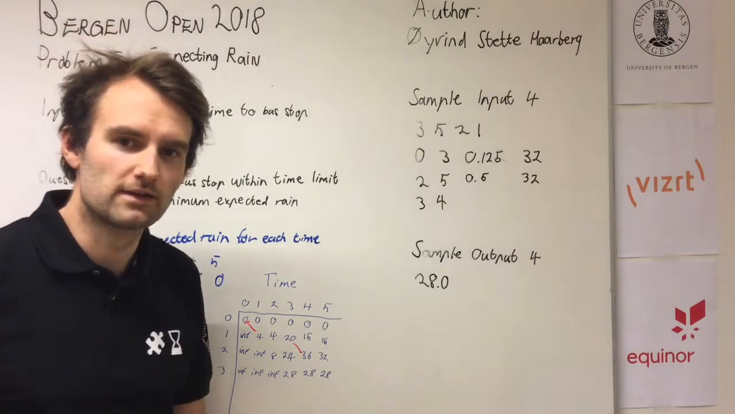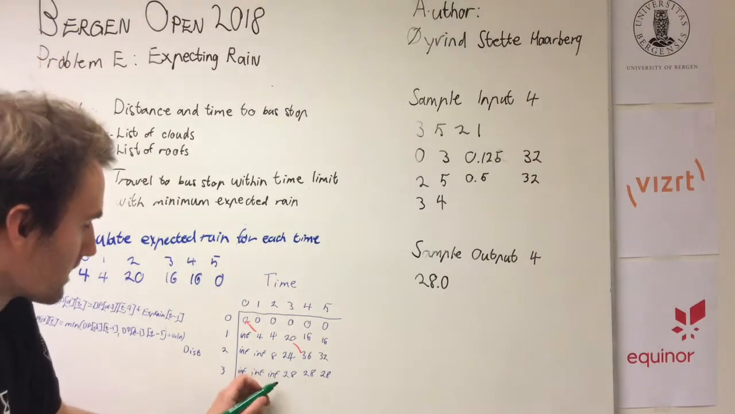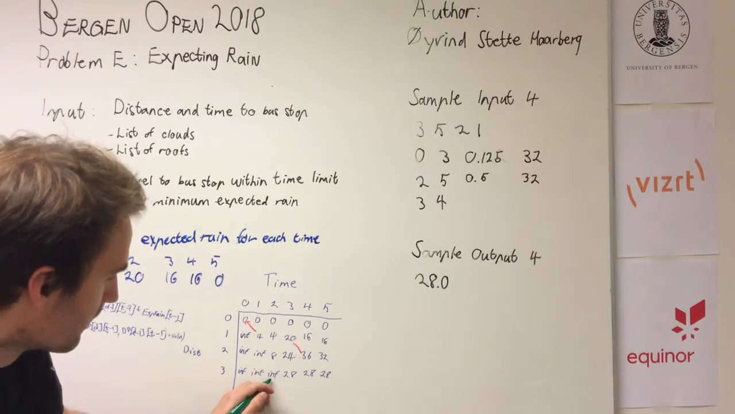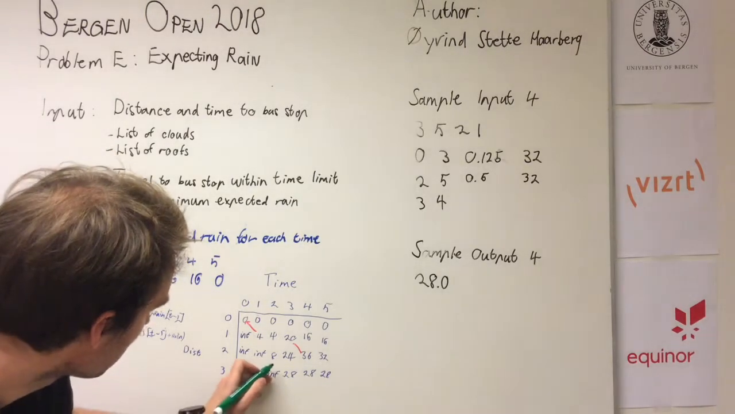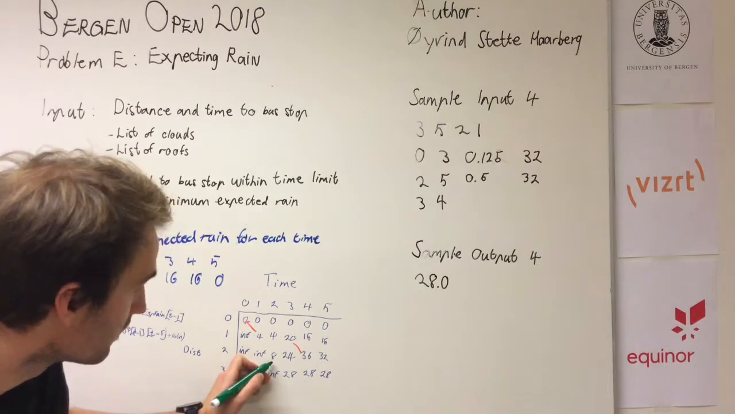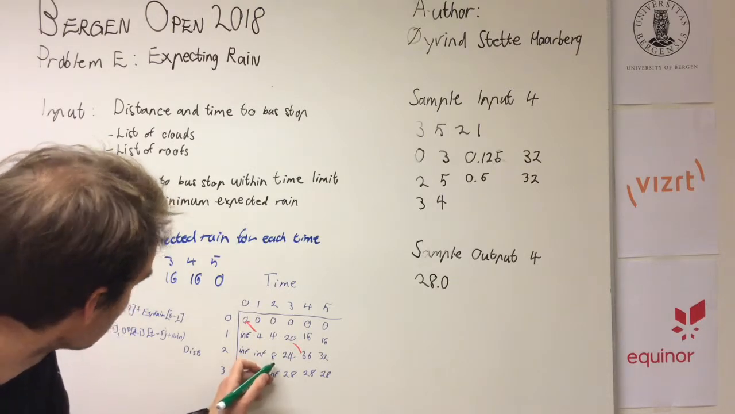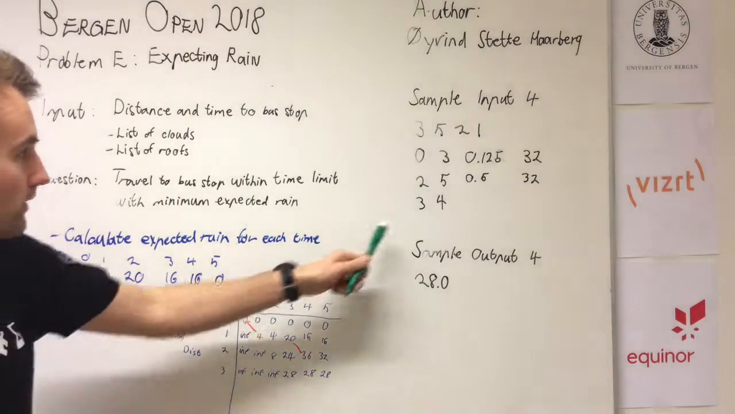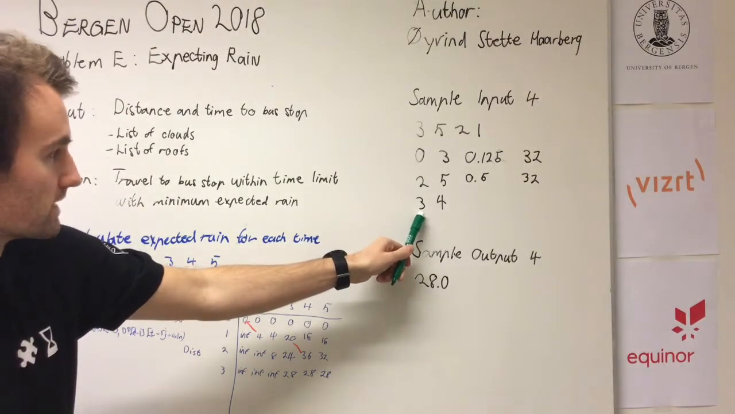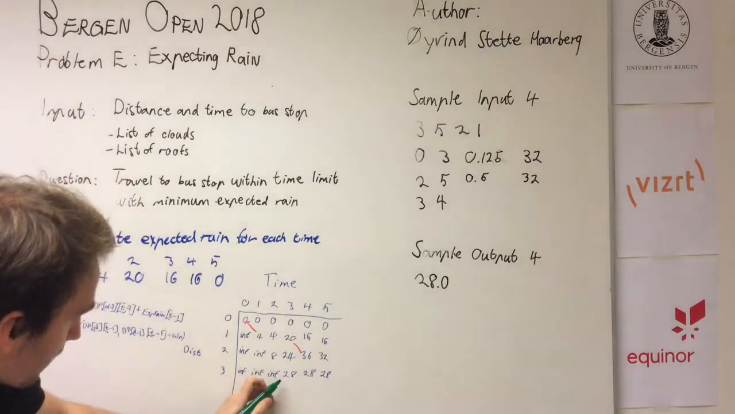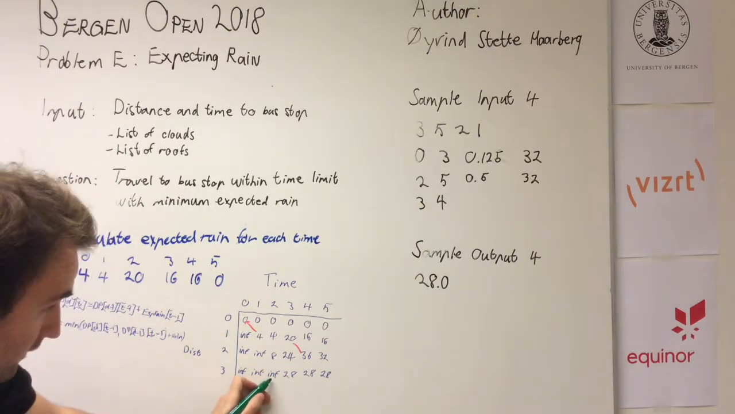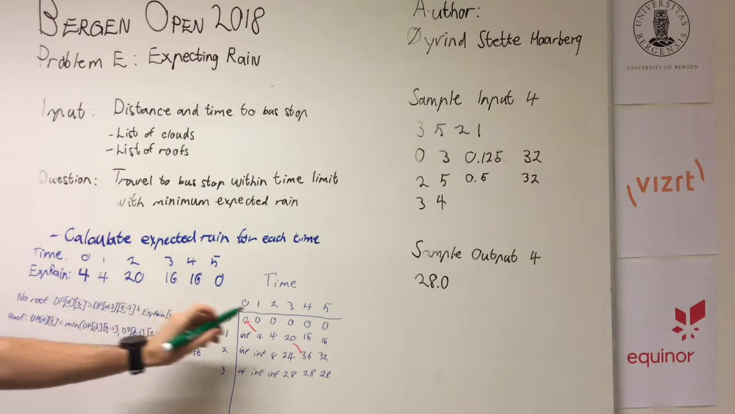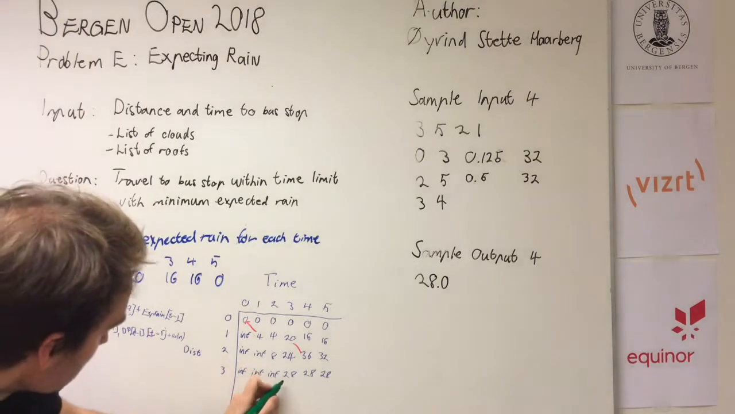If there is a roof at the distance, we calculate the minimum expected rain as the minimum of the previous rain at the same distance, or the rain at the previous time and distance plus the expected rain. So in this example we know that there's a roof at distance 3 to 4. So in this case it will either be infinity or 8 plus 20, which is the expected rain at time unit 2. So this will be 28.